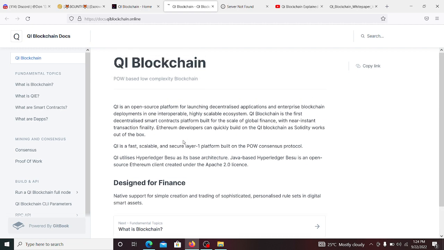So this is about the project. I think you should not miss this out, because when Bitcoin and other chains were launched, we probably didn't know much about them. Now you have the chance and the opportunity to get into this early and be a part of the early adopters. If I were you, I would check out this project.